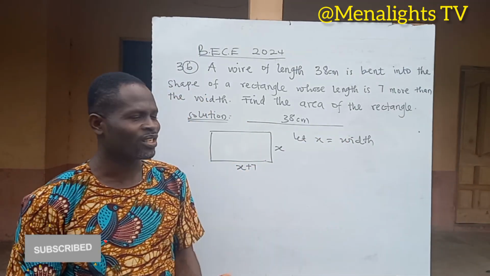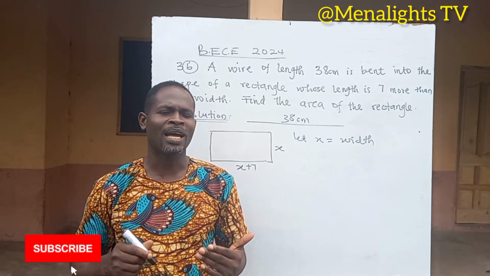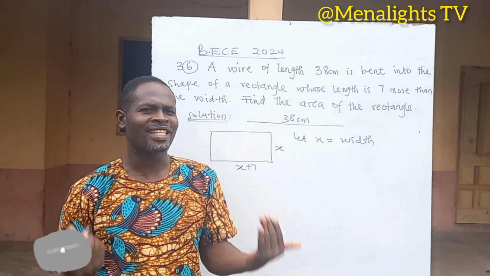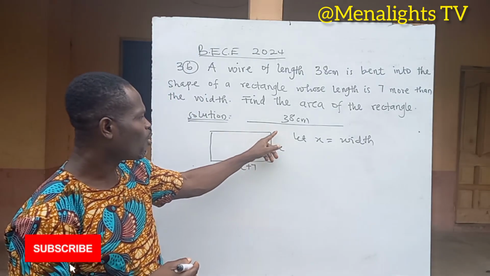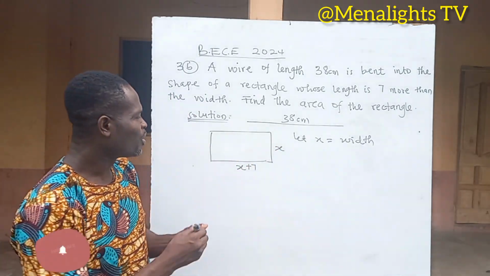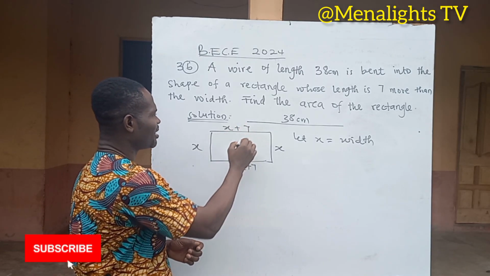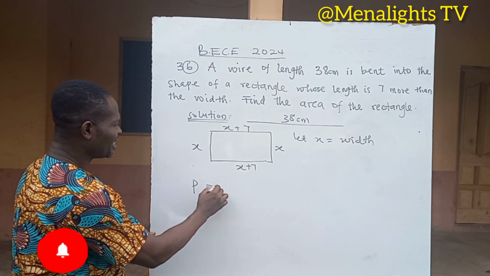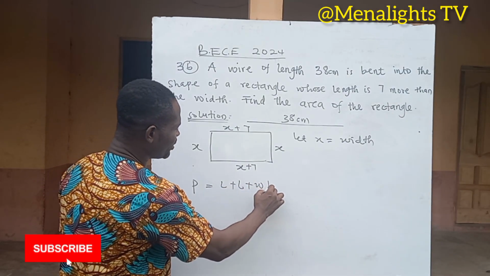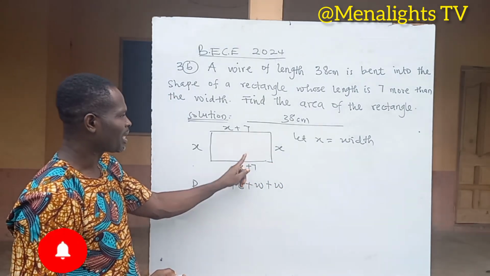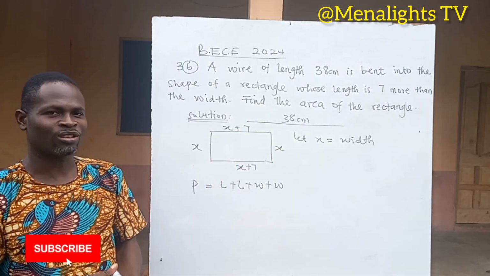Now, the length of the rope, or the length of the wire, is what? 38 centimeters. So that 38 centimeters is bent to form a rectangle. That means the perimeter of the rectangle is 38 centimeters. But before you can find the perimeter, we need to add the whole distance around what? The rectangle. Which means this side is also x, and this is also x plus 7. The perimeter is equal to the length plus the length plus the width plus the width. So the length plus the length plus this width plus this width. All this is giving us what?